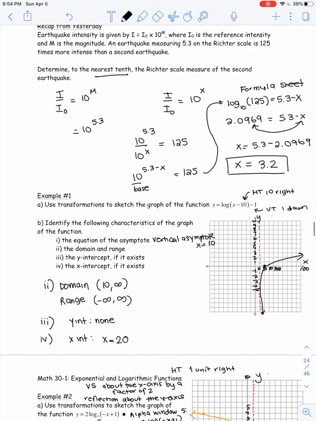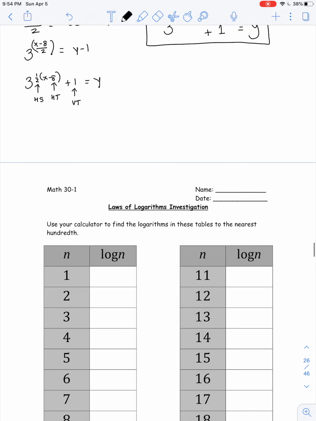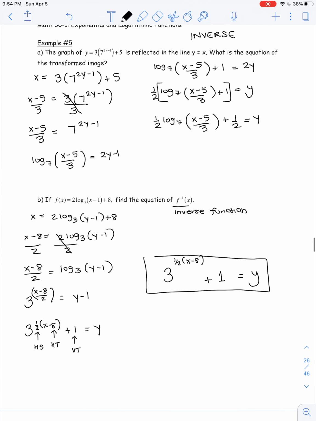Okay, so that is your lesson. So that is lesson 8.2, transformations. So it's stuff that we've done before, but just kind of applying it in the logarithmic or exponential form.